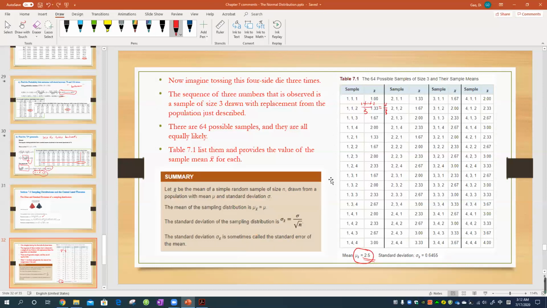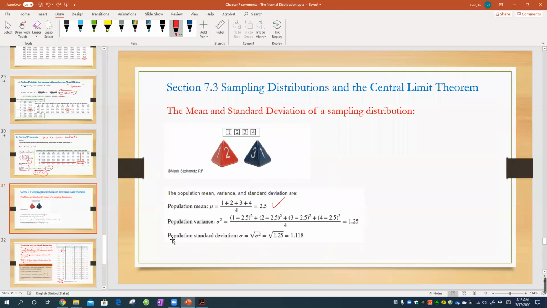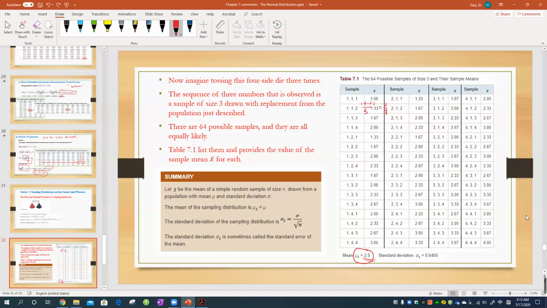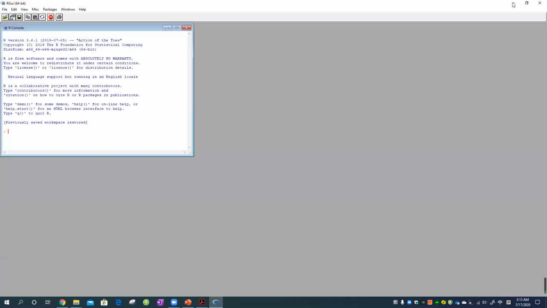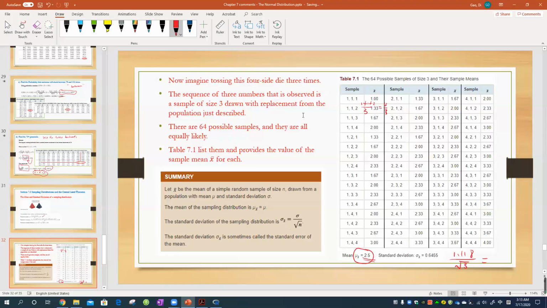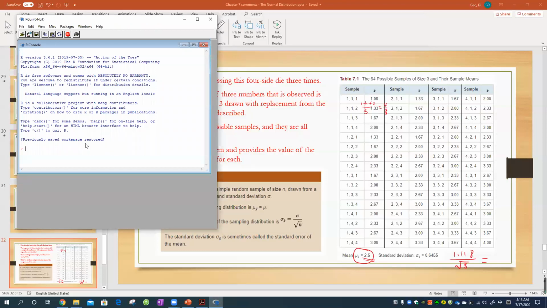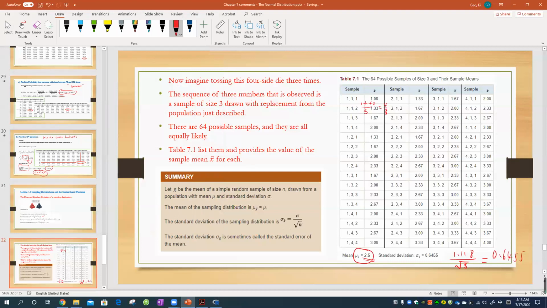So based on this theorem, we know that the standard deviation of the sampling distribution should be the original sigma divided by square root of n. So let's see whether it equals. The original standard deviation will be 1.118, divided by square root of n. So we have a size of 3. So we can calculate this using a calculator. And from this calculator, we got 1.118 divided by square root of 3, 0.6455. So it is exactly as what we got from the table.